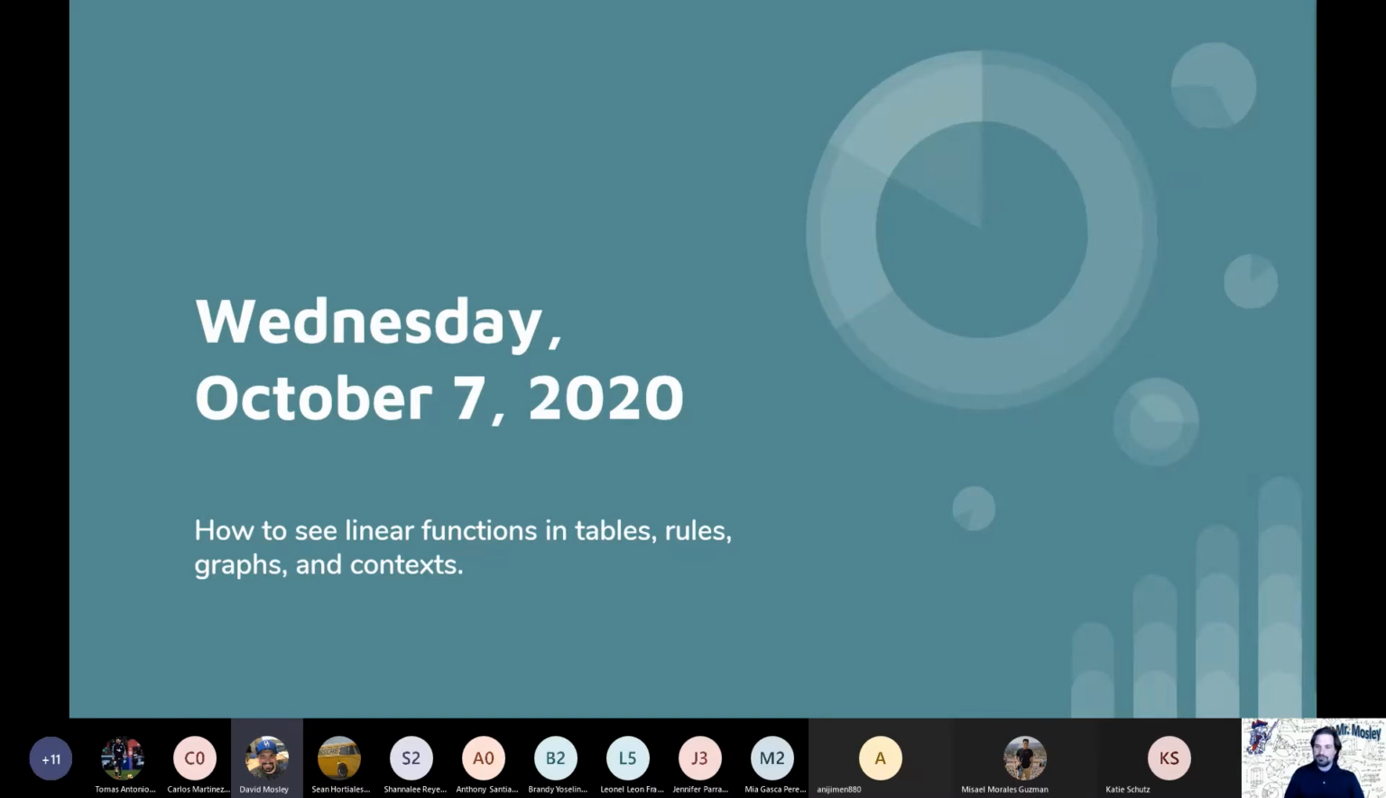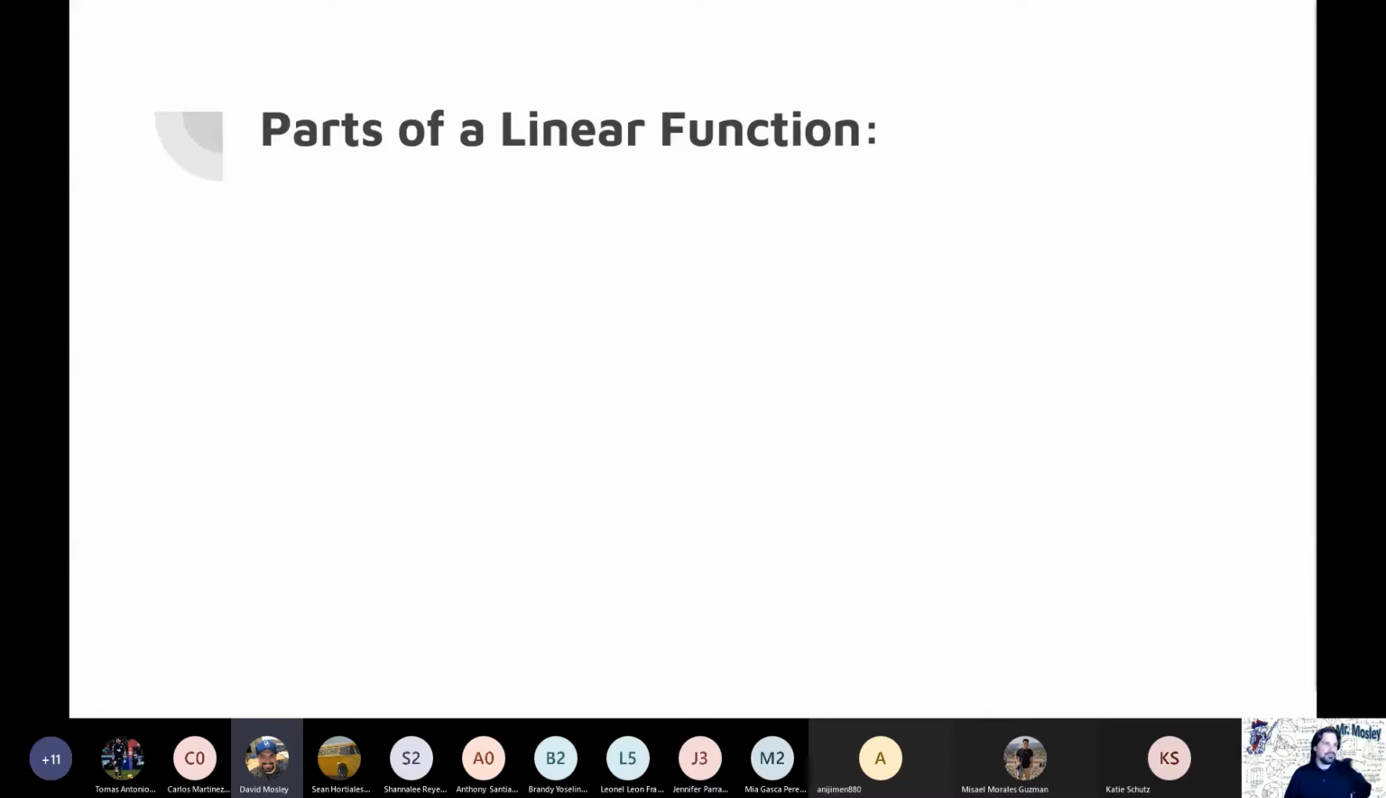All right, so, clicker, here we go. There are two main parts of a linear function. And this is what we've been working with the last few weeks. The first part is the rate of change, Tasa de Cambio. That's the first part. We also call that the slope sometimes.